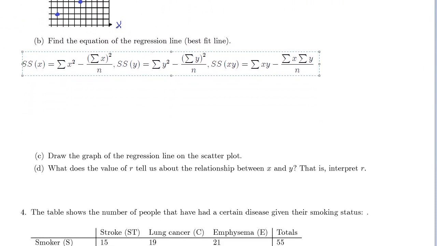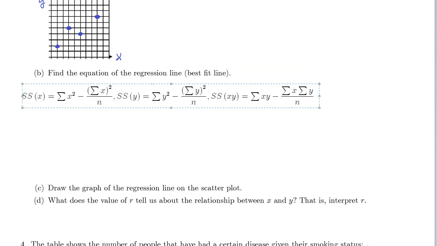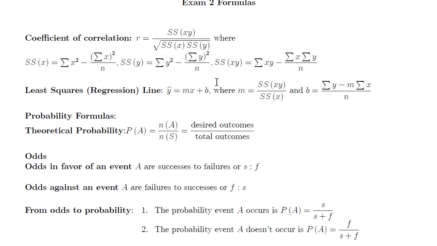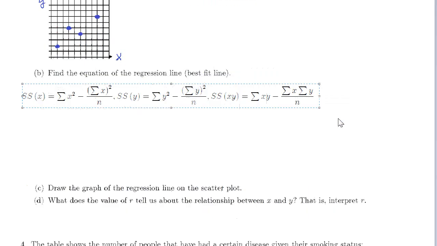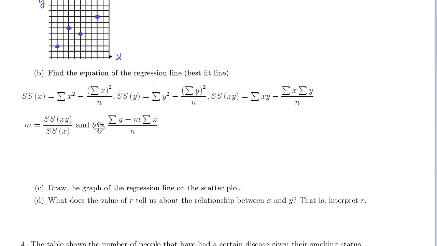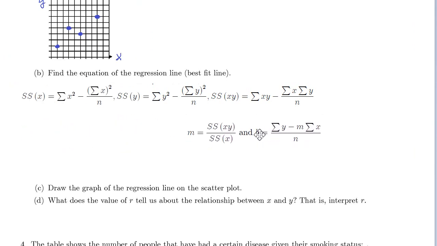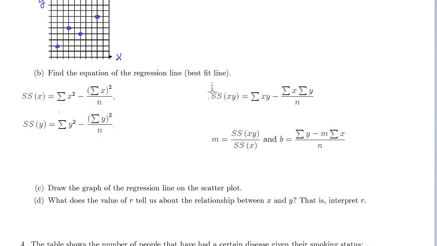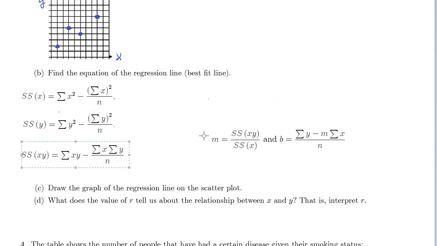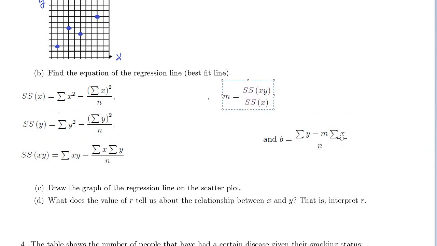And actually, let's see what else we're up for here. Graph the regression line. What does the R value? We will need a coefficient of correlation. So let's go ahead and bring our slope formulas over. So we've got slope and y-intercept there. Actually, let's do this. Our sum of squares of y here, sum of squares of xy there. And let's go ahead and do our slope here. And y-intercept there.